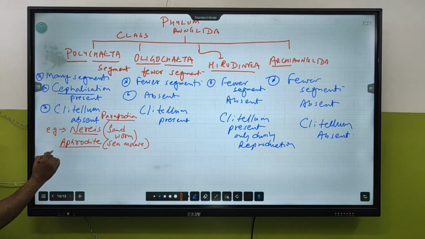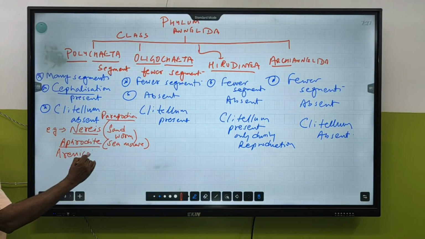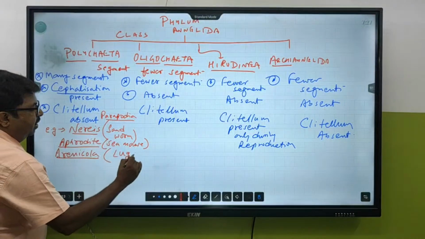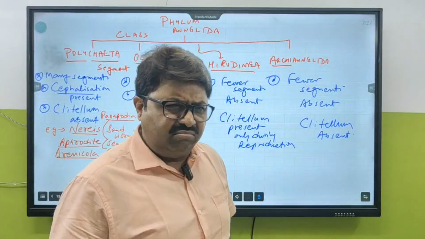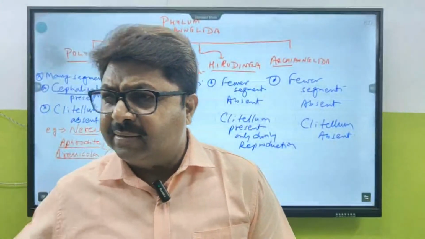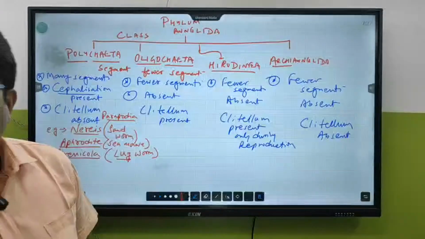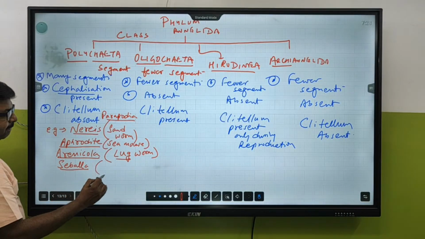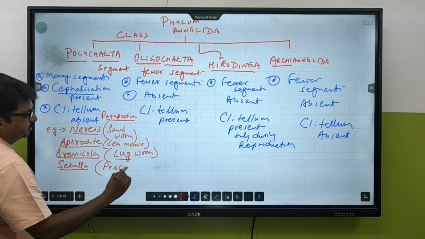I'm going to show the figure to you. The next one is called Arenicola. They are called lugworm. Why are they called lugworm? Lug means clumsy, slow mover, heavy, clumsy, they don't want to move, slow mover. So what is the common name of Arenicola? Lugworm. Next is Sabella. Sabella is peacock worm.